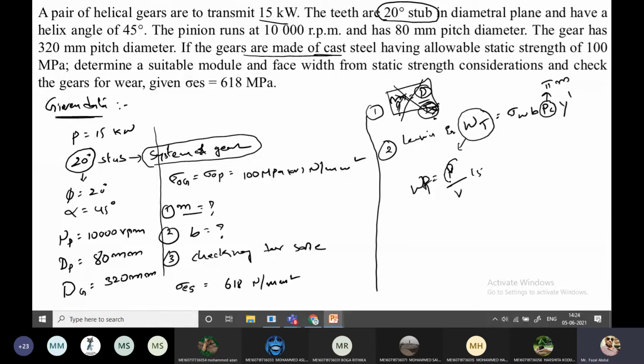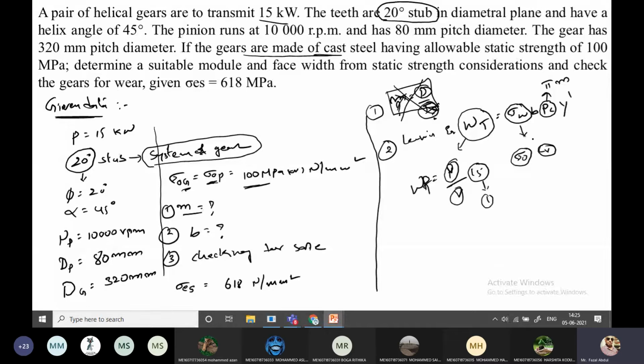See here, power value is given in the question, velocity is pi d n by 60, so d value and n value are given in the question, and Cs is the service factor. Cs means service factor, not mentioned particularly in the problem, so that's the reason I am writing 1. So Wt we will get here, and sigma w, permissible working stress. For permissible working stress, we have one relation: sigma naught into Cv. Sigma naught is given in the question, the value is the same for both materials, 100 megapascal, and Cv is the velocity factor.